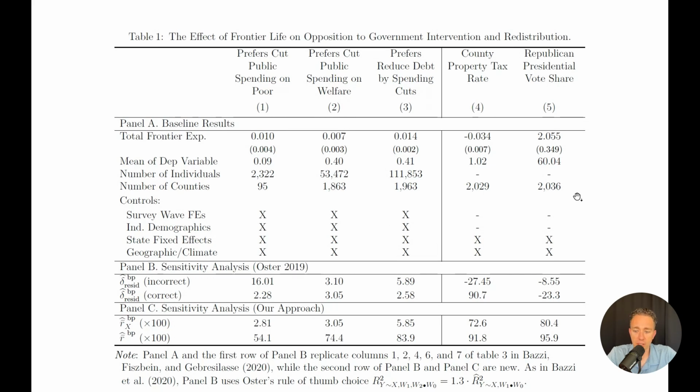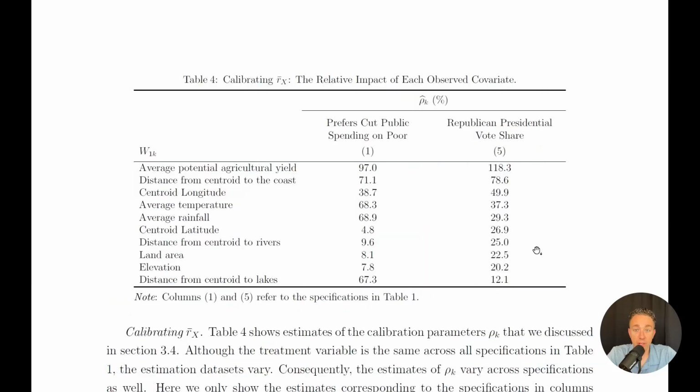So that's the context. And then if we go down to this table, we want to keep in mind that the breakdown point here was 80% and the breakdown point here was 3%. And we can see that all but one of the covariates of interest is below that R bar breakdown point for the presidential vote share equation, but that all of them are above the R bar breakdown point for this column 1. So that's kind of the intuition.